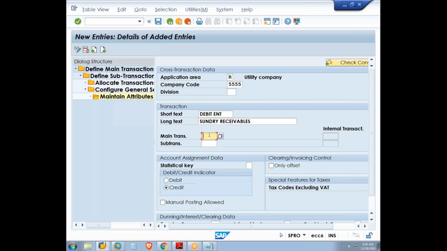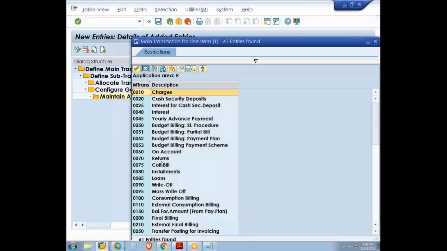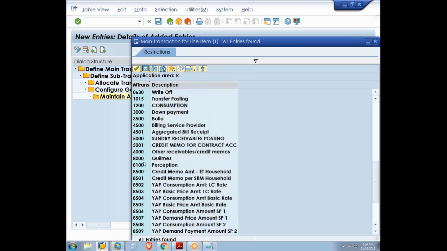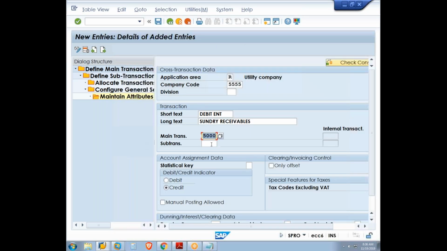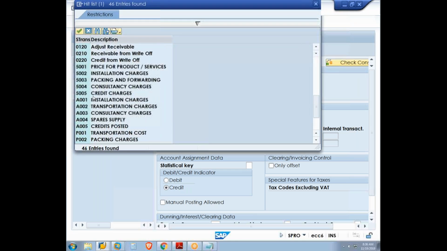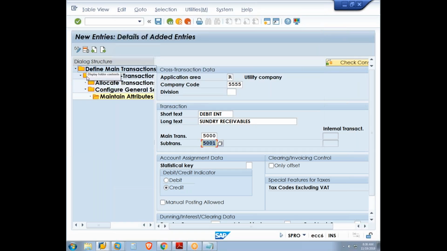What is the main transaction? Our main transaction is 5000, that is basically sundry receivable. What is the sub transaction? The sub transaction is what we have defined, that is 5001. Okay. Now, is it going to be debit or credit? We are charging the customer some price. That means the customer has to pay the amount. So naturally that amount has to be debited to the contract account.